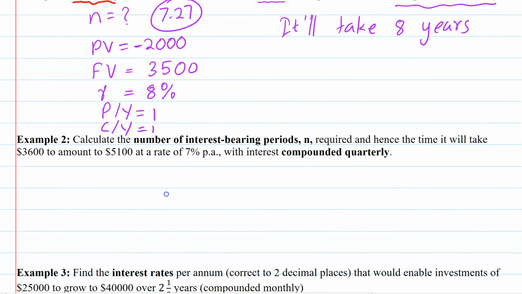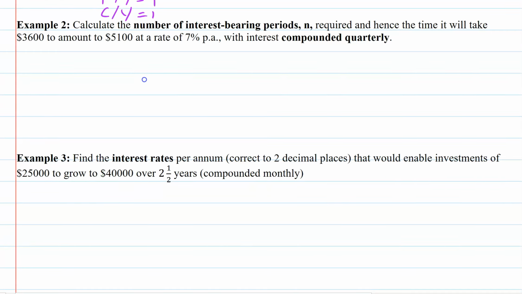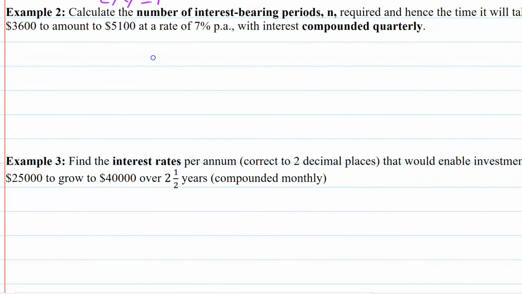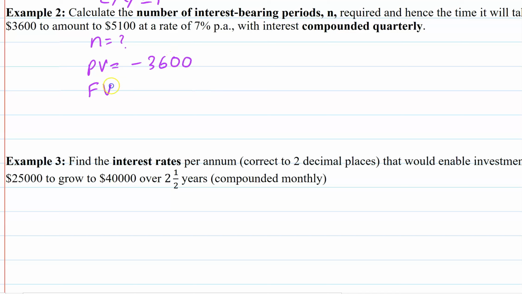Let's have a look at the other question example. Now in this case, again, number of interest bearing periods N. Now we need to find N. Present value 3,600. It is going out of your pocket. Future value 5,100 and interest rate is 7.